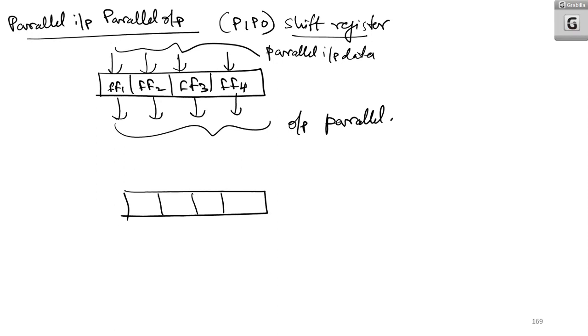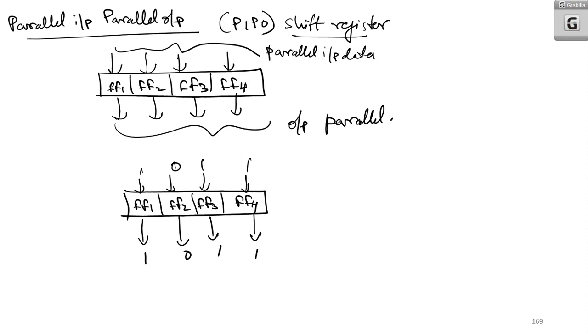So this is flip-flop number 1, flip-flop number 2, flip-flop number 3, flip-flop number 4. All are given with the same clock pulse. So let the data in be 1 0 1 1. In the first clock pulse itself, this one will come out, this 0 will come out. In the first clock pulse itself, again here this one will come out and this one will come out.